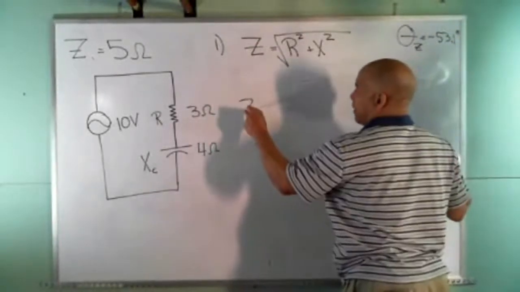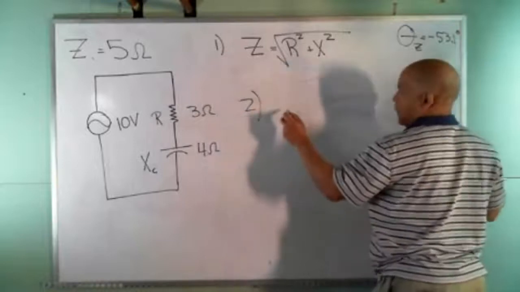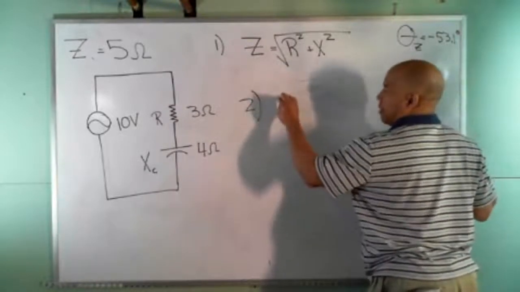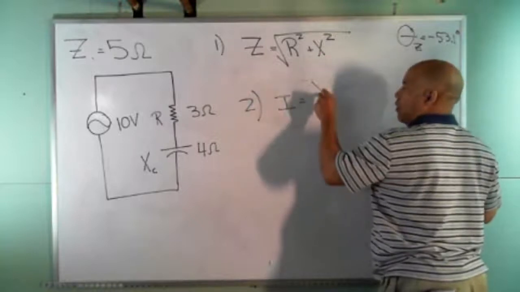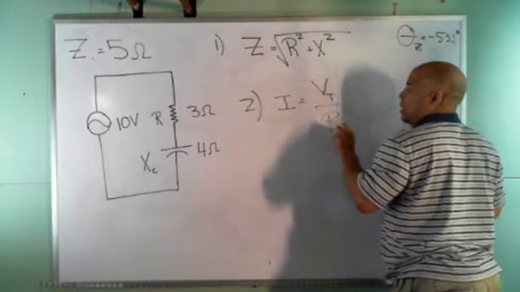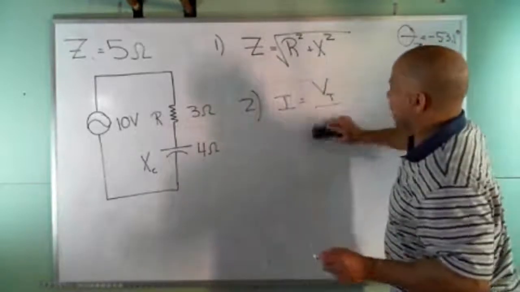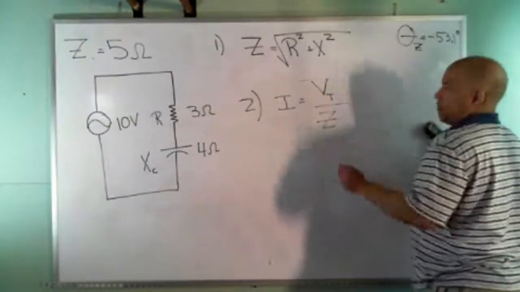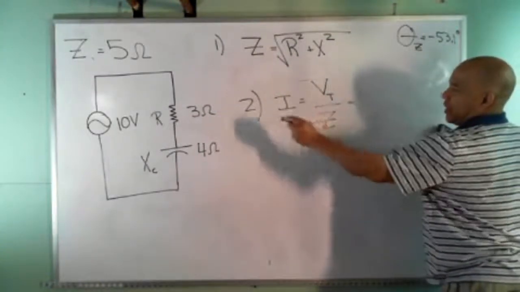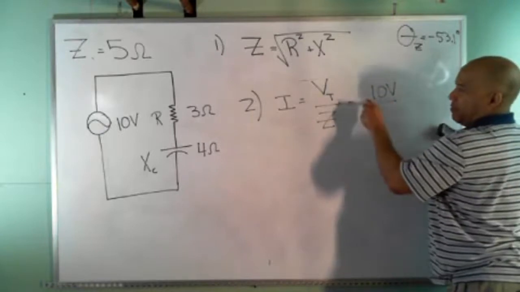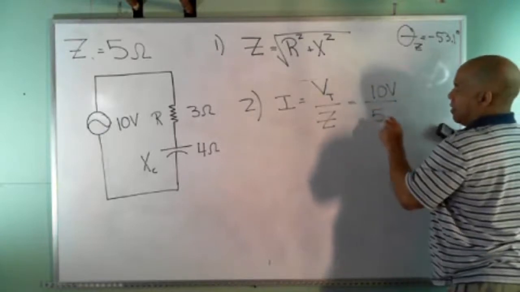Well, to get the current, if this were DC, I would take my total voltage and divide it by my total resistance. Well, in AC, if I have a mixture of ohms, the total would not be R, it would be Z. So that's all I've got to do. So I have 10 volts divided by 5 ohms.